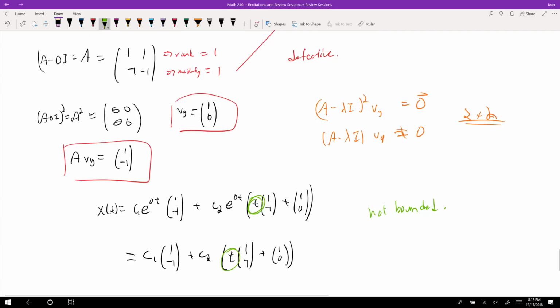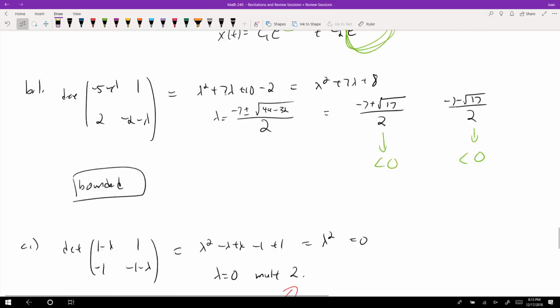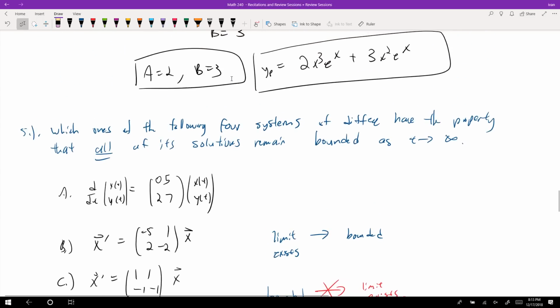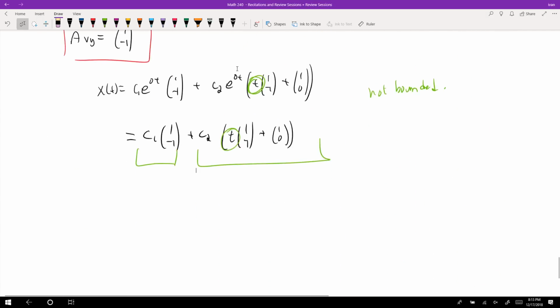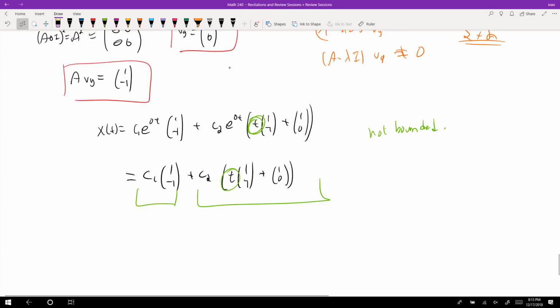So here's my system. Here's one of the solutions, here's the other solution. The question's asking which ones are bounded, so that all of its solutions are bounded as t goes to infinity. This t right here, there's nothing to check it. There's no e to the negative something t to check that t, so that t just keeps on increasing, and this second solution just keeps on going up. So this first solution is bounded, but this one's not bounded.